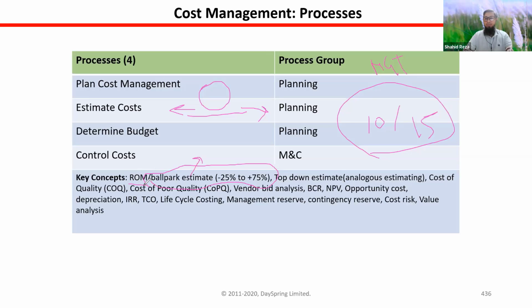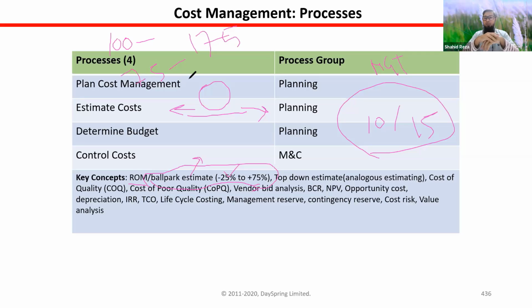See, ROM, round order of magnitude. That means approximately we try to give some cost, some budget. And that practically varies from -25% to +75%. That means if I say it will take 100 taka, it can actually increase to 175 taka, or maybe it can take 75 taka, -25. That means a very high range. The deviation is very high.